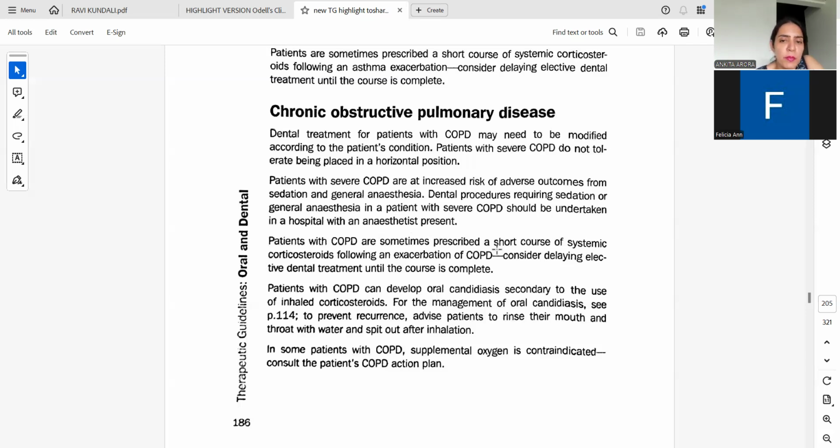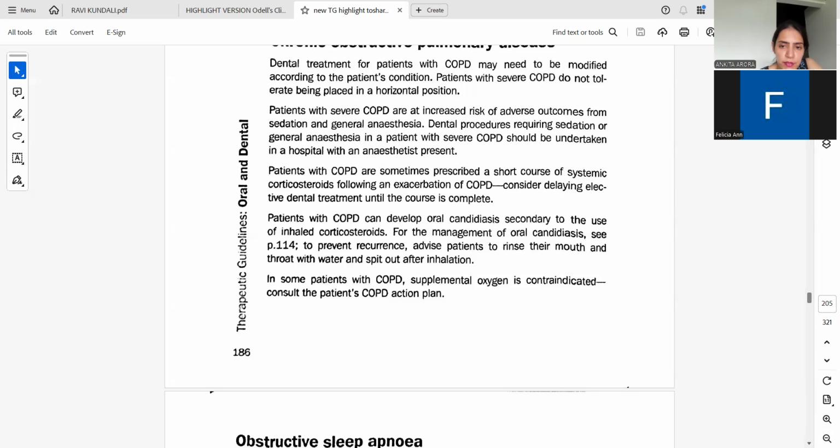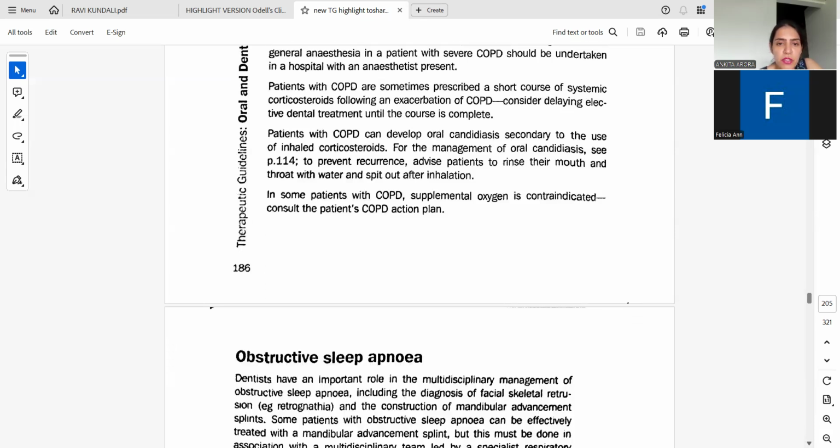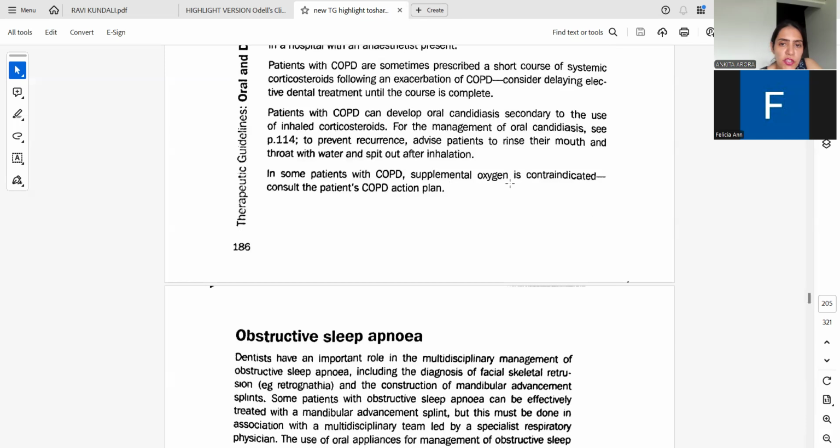Patients with COPD are sometimes prescribed corticosteroids. Consider delaying elective dental treatment until their course is complete. Then patients with COPD can also develop candidiasis secondary to use of corticosteroids, as was in asthma. And for management of oral candidiasis, go back to that and revise. In some patients with COPD, supplemental oxygen is contraindicated. Consult the patient's COPD action plan.